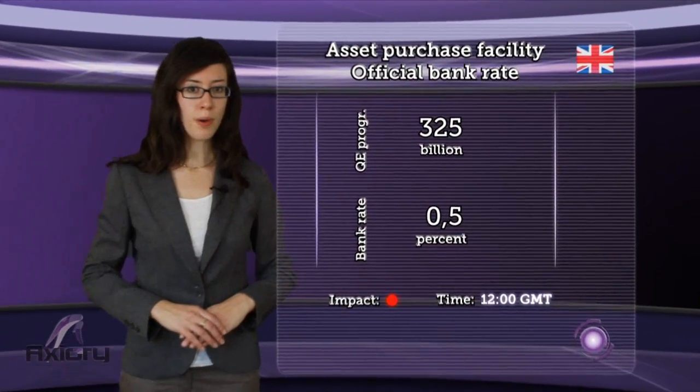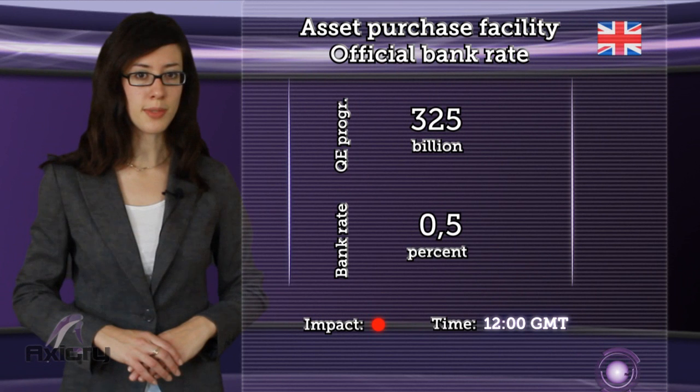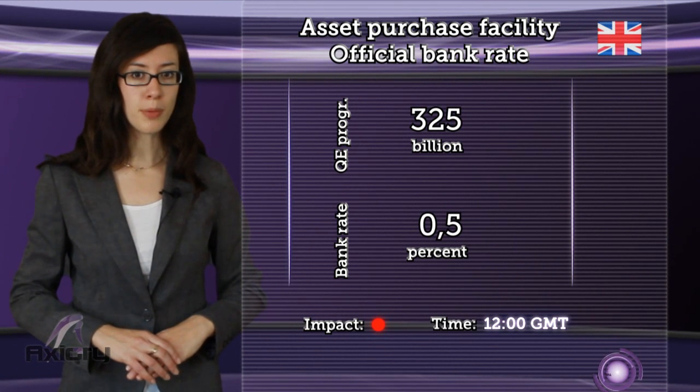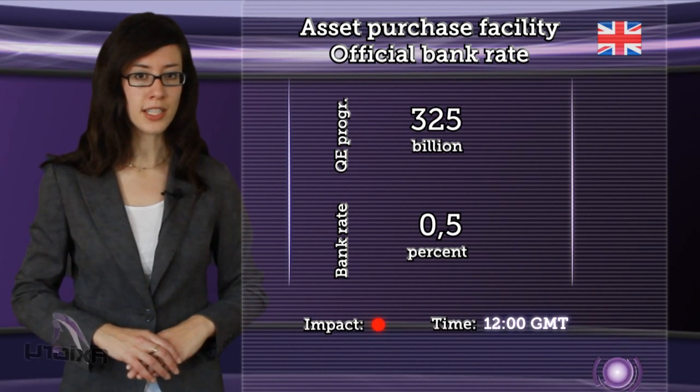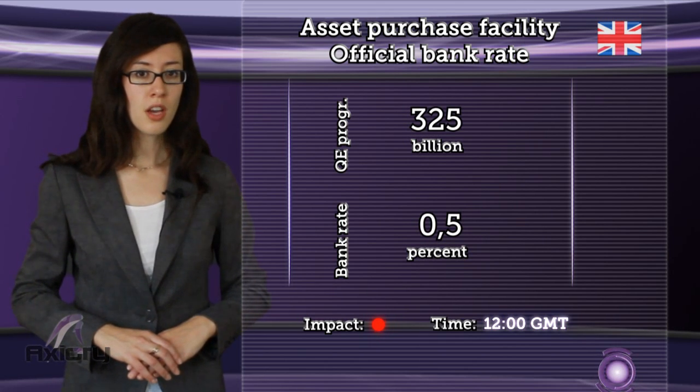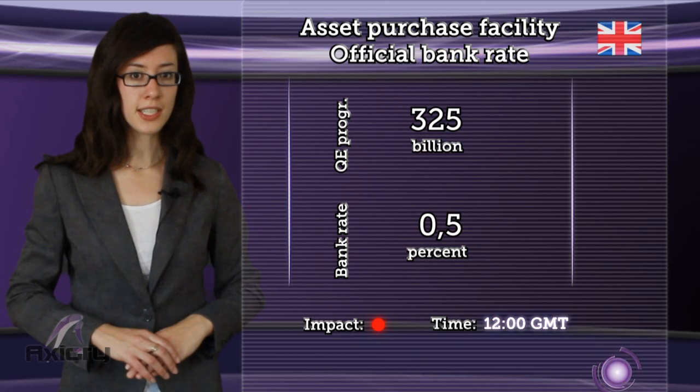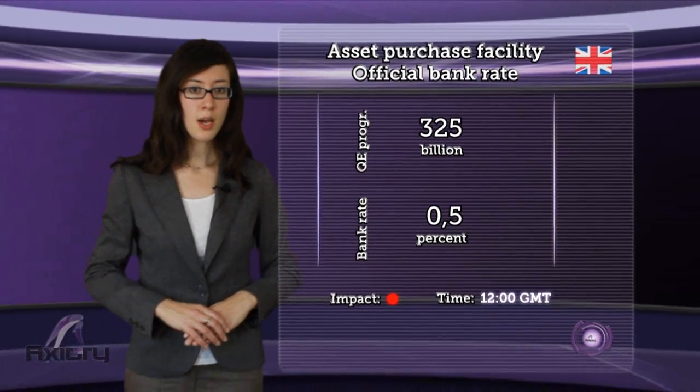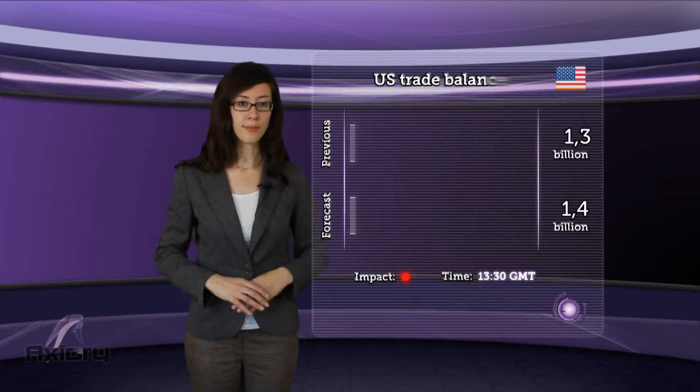The Bank of England will publish two news for today at 12 p.m. GMT. The first will concern asset purchase facility and second, official bank rate. The QE program is expected to remain at £325 billion, just as official bank rate, which is expected to stay at 0.50%. Both news will have a high impact on the sterling.